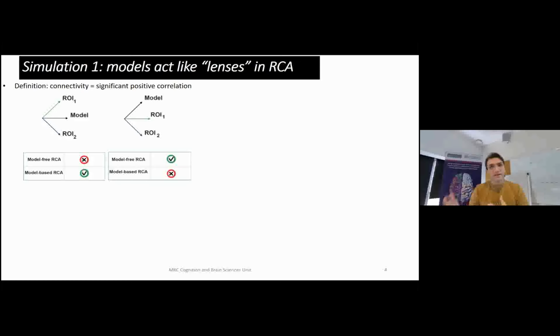On the other hand, there can be cases where two ROIs are related to one another because they have less than 90 degrees of correlation angle between them. But when you look at them from the viewpoint of a model, you can see that, for example, here ROI2 is orthogonal to the model RDM, which means that from the viewpoint of the model, ROI1 might be related to the model, but ROI2 is not. So model-based RCA gives you a negative result about connectivity, meaning there is no connectivity, as opposed to model-free RCA, which tells you that the connectivity exists.